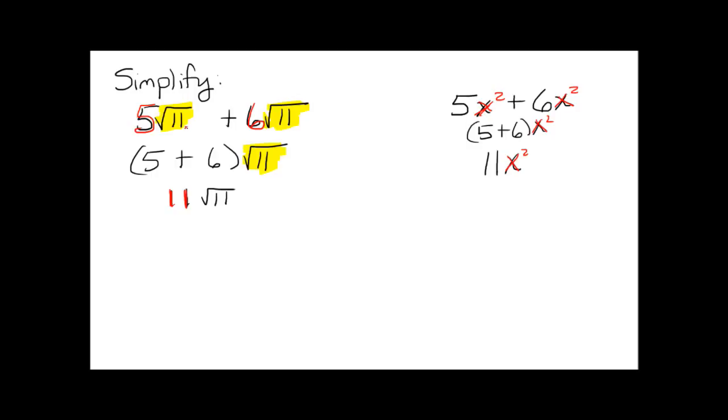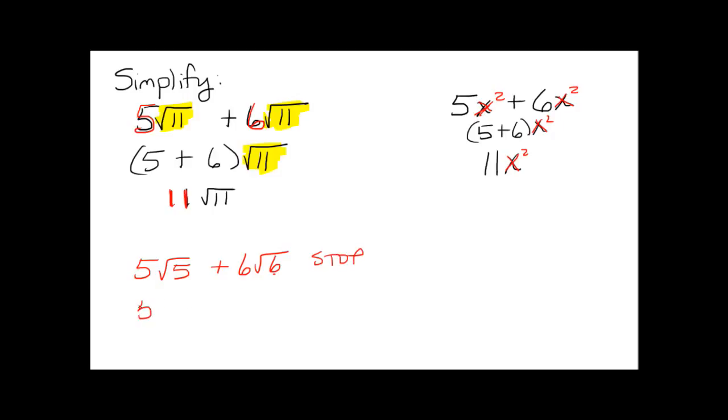So this would not have worked if I had, say, for example, 5 times the square root of 5 plus 6 times the square root of 6. Square root of 5 and square root of 6, not the same number. So there's nothing you can do with that. You would just have to stop here.